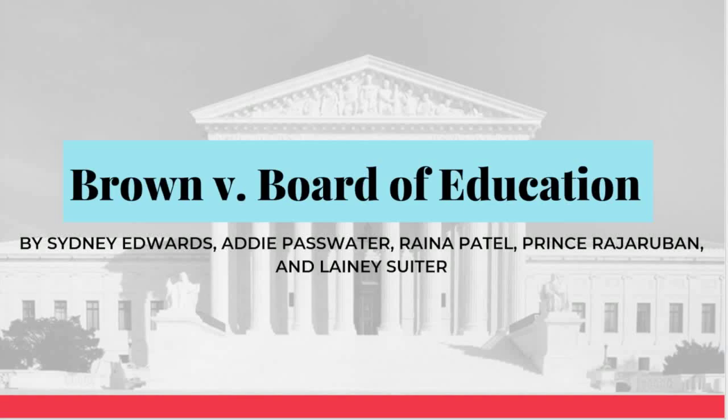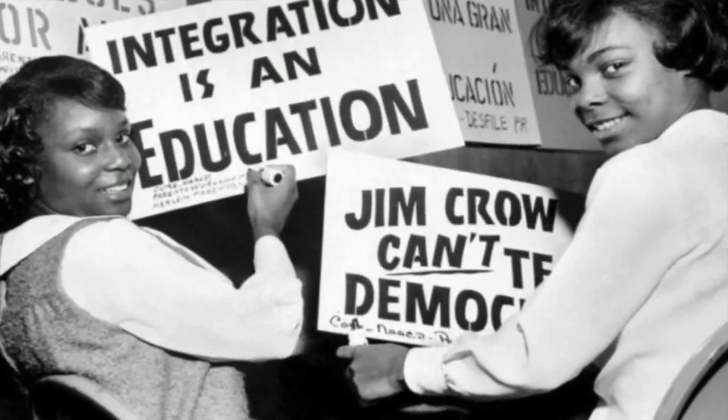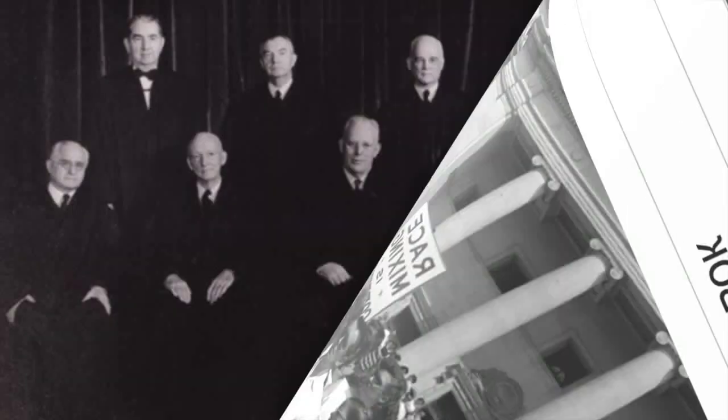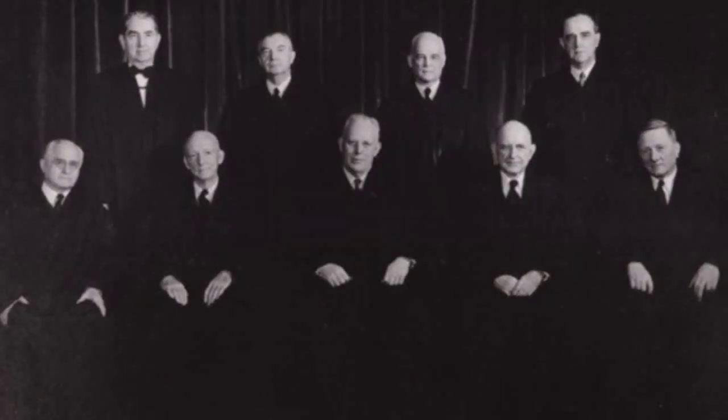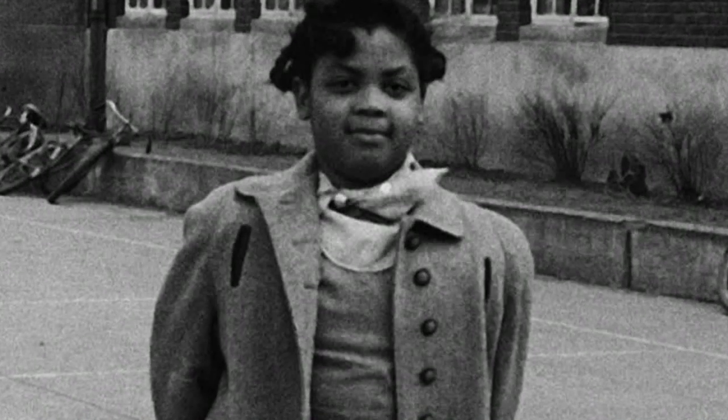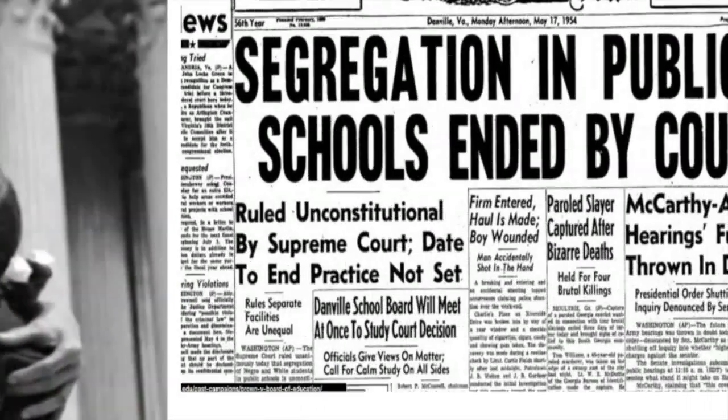Brown v. Board of Education was a landmark Supreme Court decision that established segregation in public schools as unconstitutional. In 1954, after appeals on the district and state level, the case was brought to the Supreme Court, where justices unanimously ruled in favor of Brown, stating that all public schools needed to desegregate with all deliberate speed.